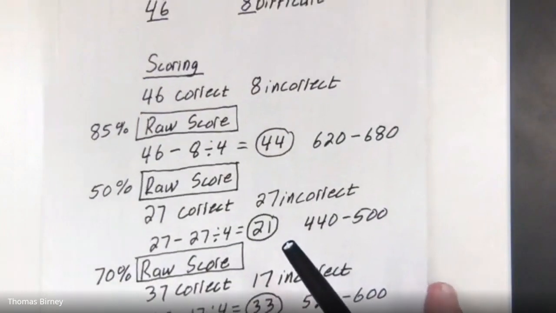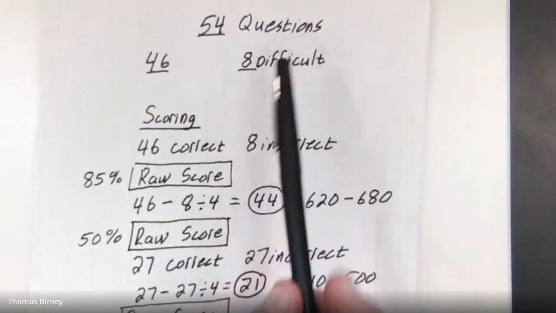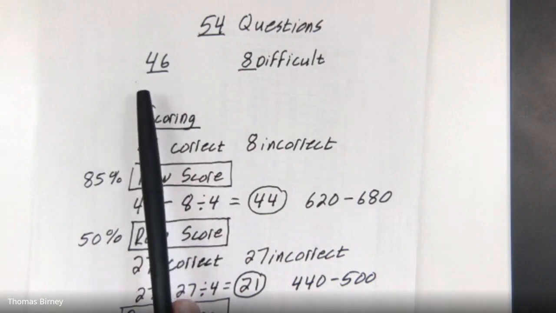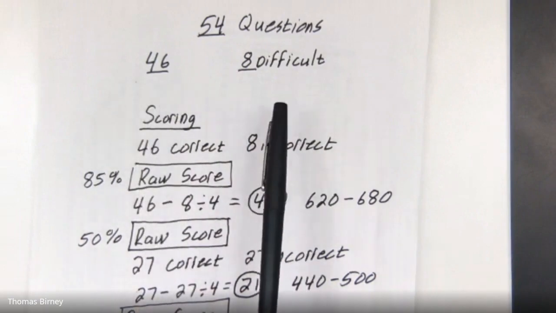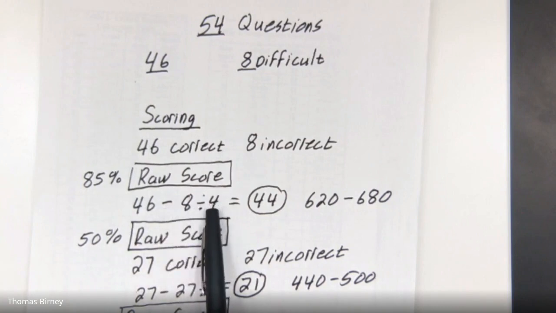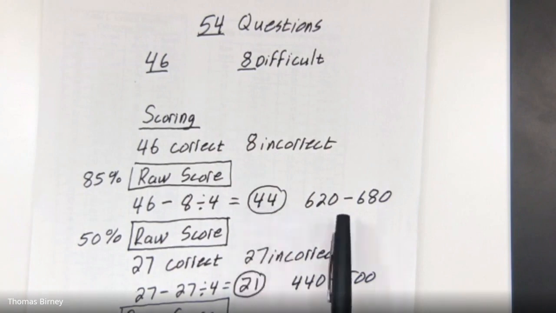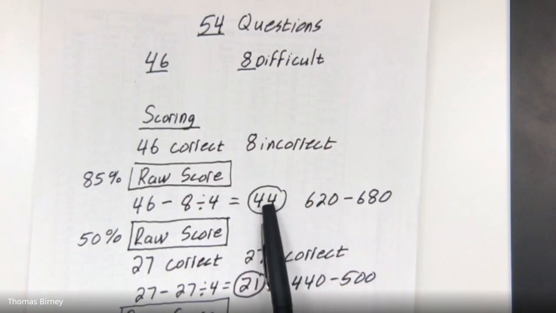So let's take a look at this scenario. If you have 54 questions, 46 are medium or easy, 8 are difficult. Let's say you did perfectly. You got all the medium, easy questions right, and you got all the hard ones incorrect. What would your raw score be? Well, your raw score would be the 46 you got right minus the 8 divided by 4, which would give you a raw score of 44. That puts you, this one's a little bit off, close to about a 700 on the SAT.